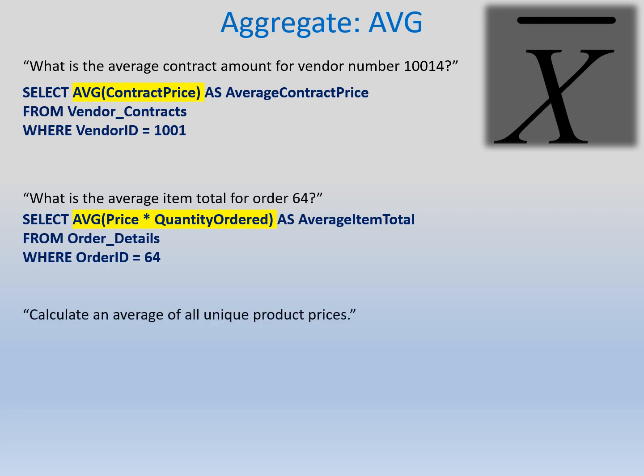Our next query, calculate an average of all unique product prices. Unique indicates that we may need to use the distinct keyword in our select statement. Here we have select average, open parentheses, distinct price, close parentheses. Notice we have no conditions for the where clause.